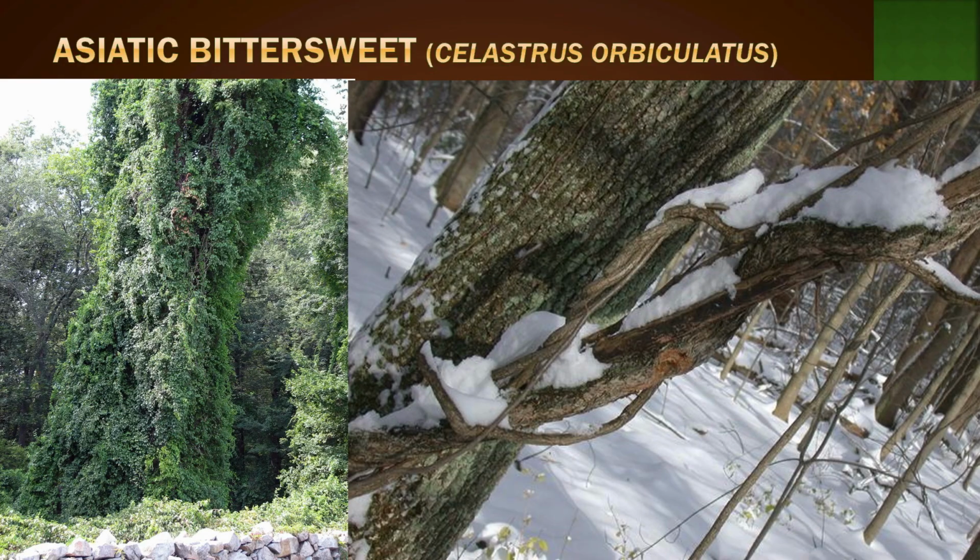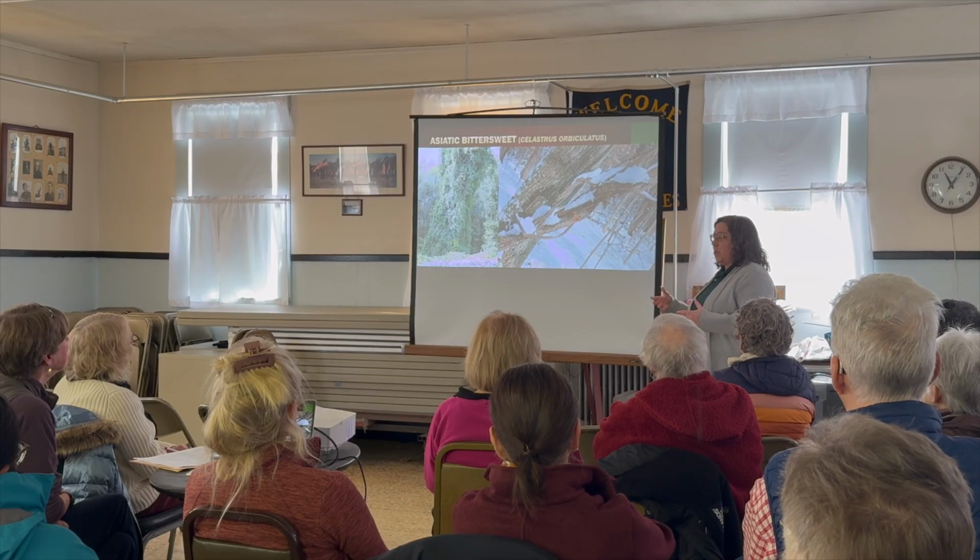Here's Asiatic bittersweet doing its thing. There's a tree under there somewhere, right? But it's eventually going to die, and that's for two reasons. One is that if all of your leaves are covered with Asiatic bittersweet leaves, then you can't photosynthesize. So that's more like a slow, painful death.